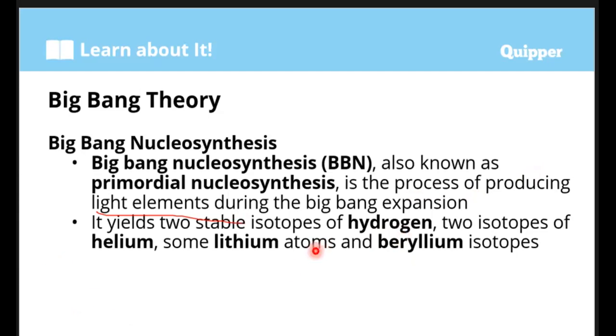Followed after hydrogen, we have helium as number 2. Lithium, I think, is number 3 or 4, and as well as beryllium. So hydrogen is 1, helium is 2. I'm not really sure about lithium and beryllium, but I think these are also the third to fifth elements in the periodic table.